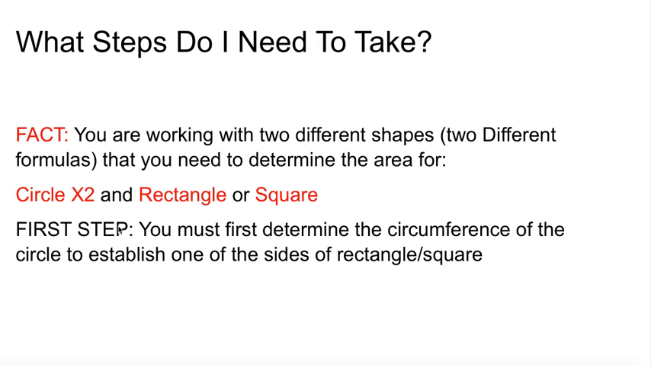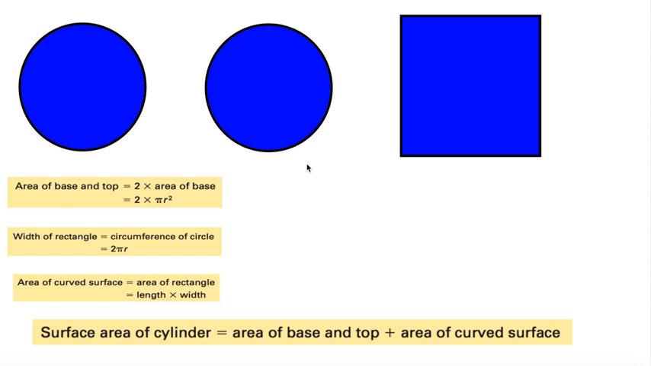So let's review here. Hope everybody got that. Essentially, you need to find the circumference first, and then you can determine what the curved surface will be. One of the sides is the circumference. In the case of a square, it will be the same thing, but you find the circumference first, then the area, times it by 2. The circumference of the circle will give you one of the edges, and then you calculate them all together. The area of the top and the base plus the curved surface will give you the area of a cylinder. So let's go through this.